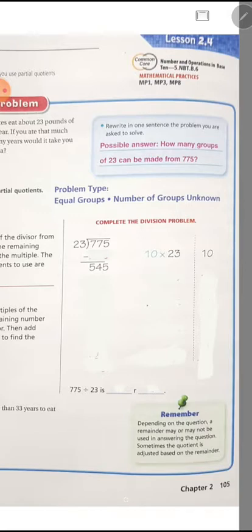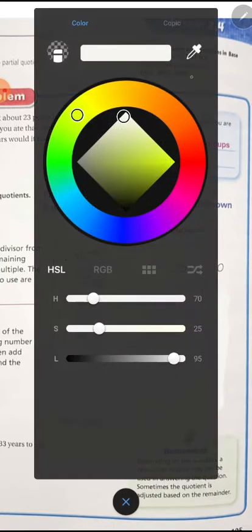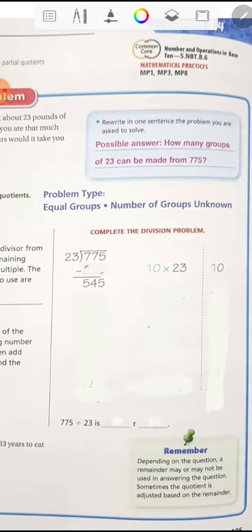The easiest number that I can use to multiply by the divisor is 10. Multiplying by 10 will be very easy for you. So let's start and see how I will apply this. First, I will take the divisor and put it right here and multiply it by 10. If you multiply 23 by 10, the answer will be 230. So I'll put the answer right here. It will be 230. Then I will subtract 230 from 775. If you subtract, the answer will be 545.